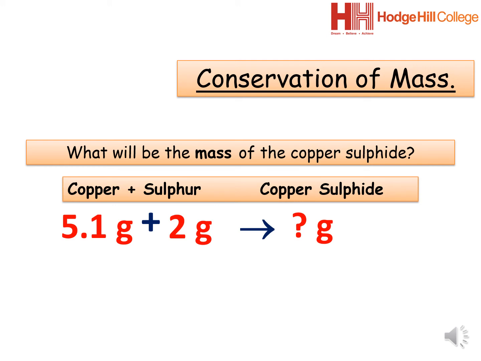In today's video, we will be looking at conservation of mass. Let's look at an example of what the mass will be of this copper sulfide. If we were to react 5.1 grams of copper with 2 grams of sulfur, how much copper sulfide will we end up with? Pause the video for a moment and write down what you think is the answer.